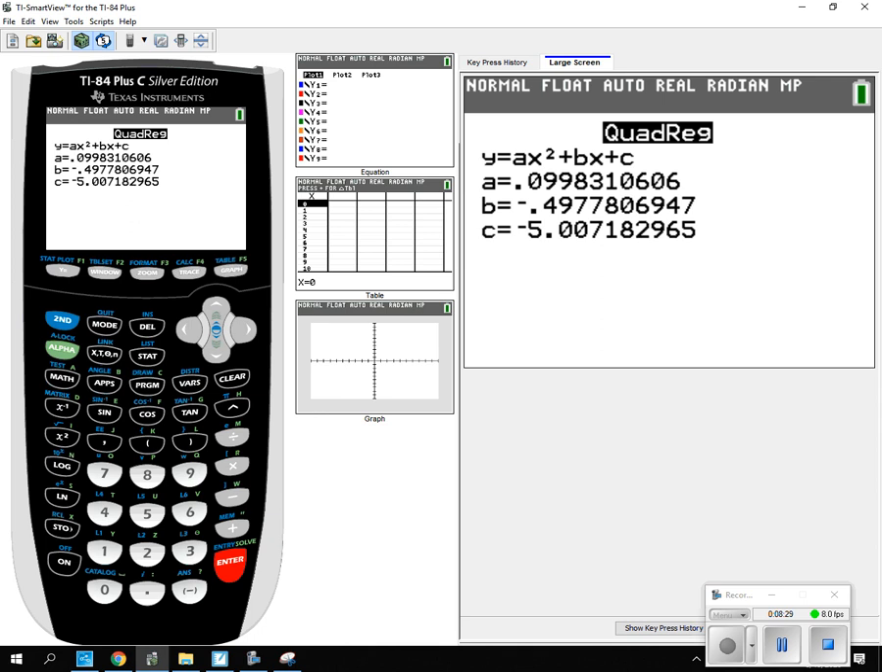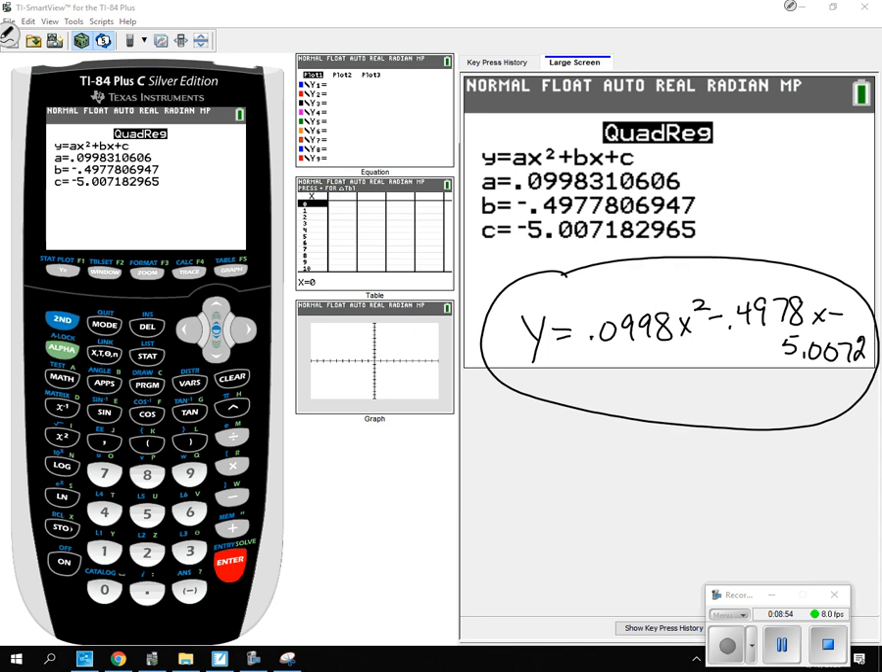If you were asked to give a model, you would write y equals 0.0998 x squared minus 0.4978 x minus 5.0072. I usually round to 3 decimal places. So that would be the answer if they were just asking you to write a model.